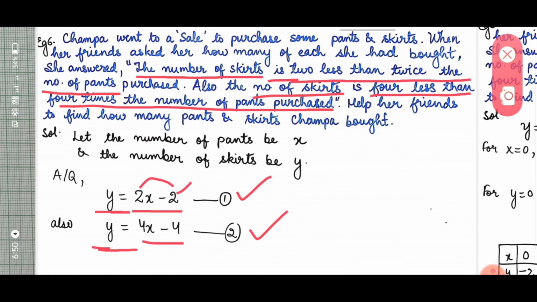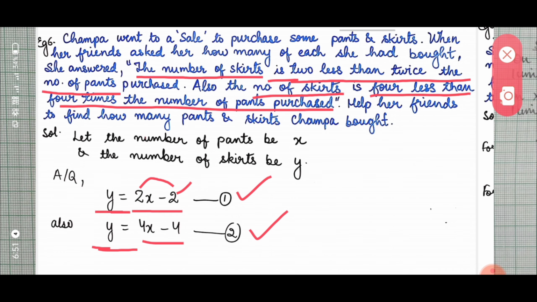Okay, so in all you understood how to find the solution of a pair of linear equations. First of all, frame the linear equations. Second step, find the points to be plotted. Third, plot the graph and find the intersection point or the common point.